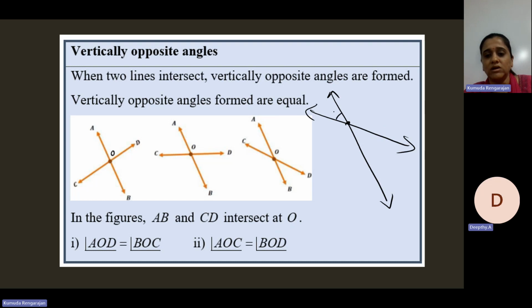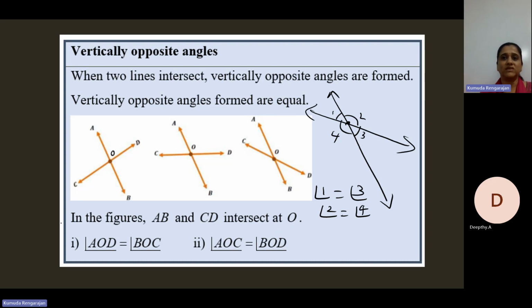How many angles are formed in total? 1, 2, 3, 4. But how many pairs of vertically opposite angles can you see here? Two pairs. One pair is angle 1 and angle 3, they are equal. And the other, angle 2 and angle 4, they are vertically opposite and they are equal. Two pairs of angles are formed. All right, they are called vertically opposite angles.